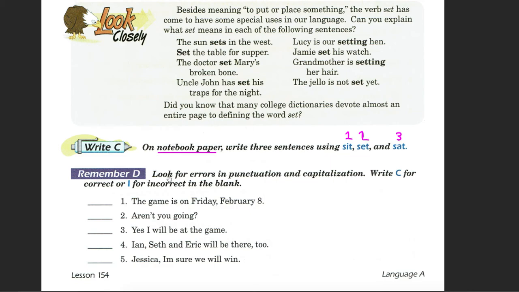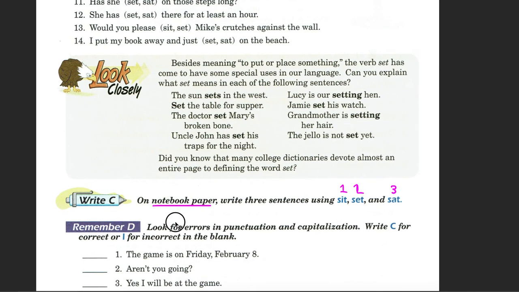Remember D. Look for errors in punctuation and capitalization. Write C for correct or I for incorrect in the blank. So you're pretty much just looking at the sentence here. Just read it. If it looks all correct to you, write C. If it doesn't look correct to you, write I. You don't have to correct it. So if it's incorrect, just write I. If it's correct, write C.